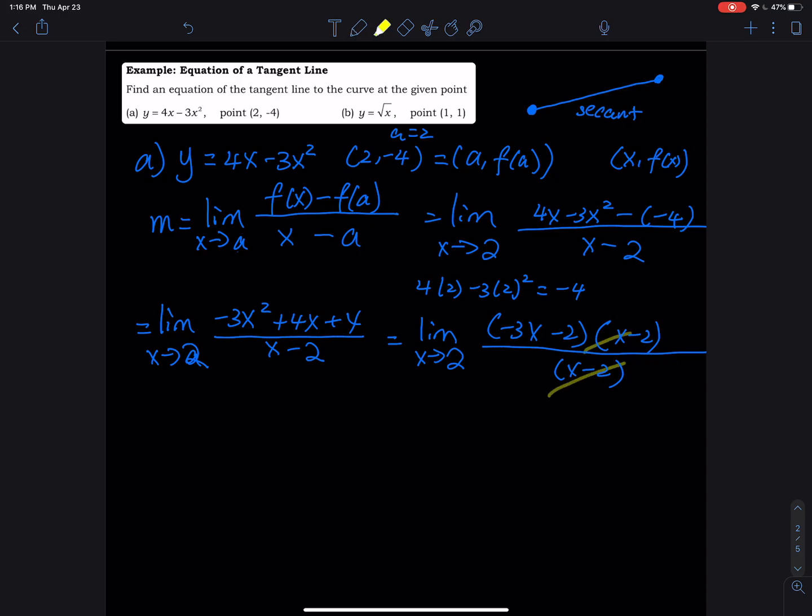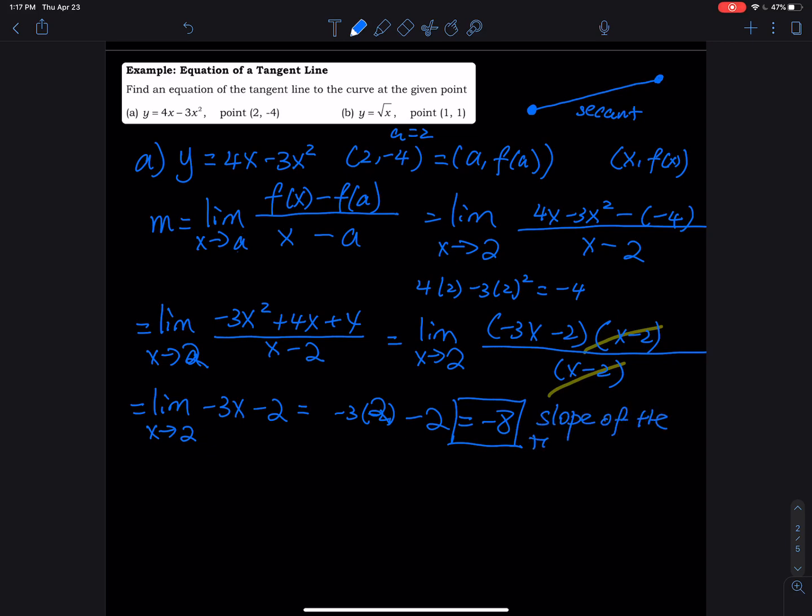So here, we are able to get rid of the x minus 2, and then we have the limit as x approaches 2 of negative 3x minus 2. You plug in 2: negative 3 times 2 is negative 6. Negative 6 minus 2 is negative 8. So what is negative 8 equal to? Negative 8 is the slope of the tangent line to the function f at this point.